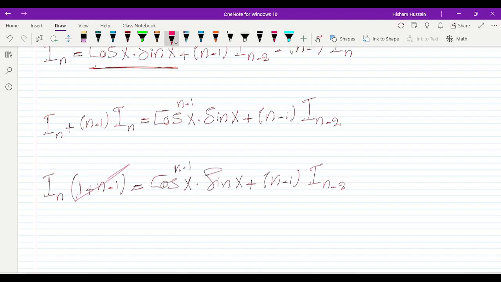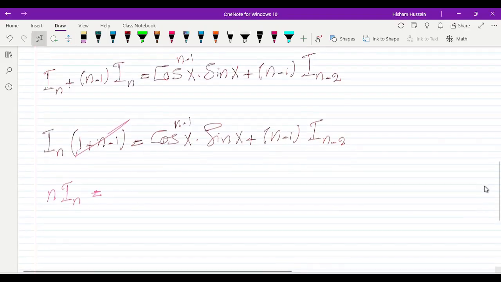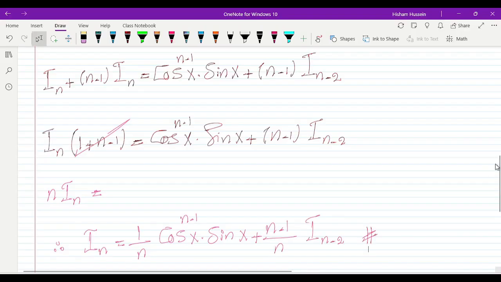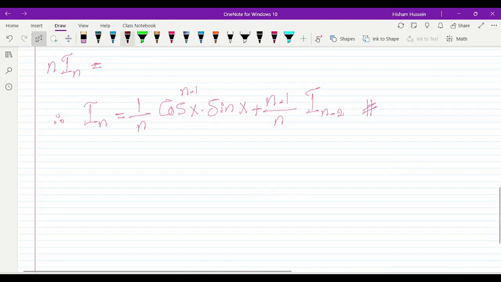After simplifying this bracket, we can say that this can be reduced to the same form. So at the end, I_n will be just divided by n for both terms. It will be 1 divided by n cosine to the power n minus 1 x times sine x plus n minus 1 divided by n, I_n minus 2.